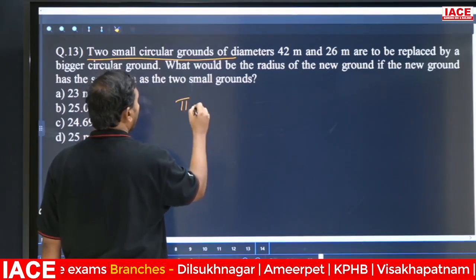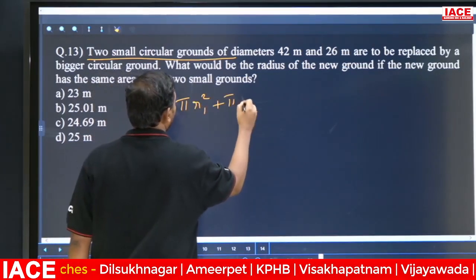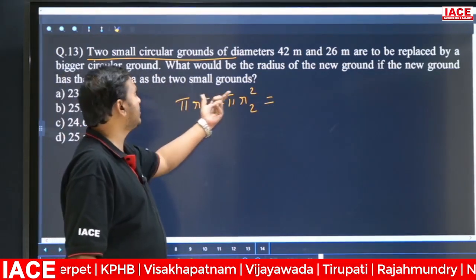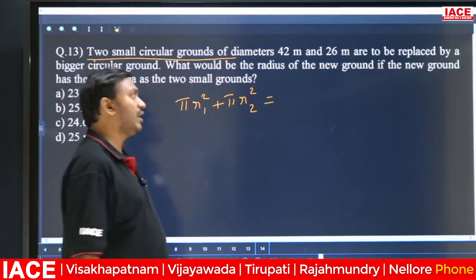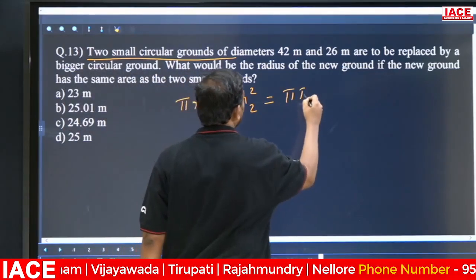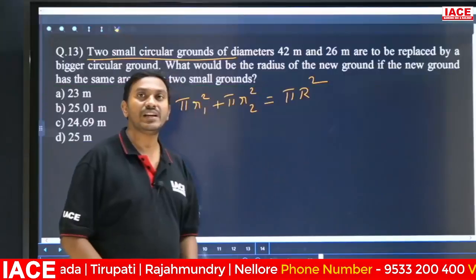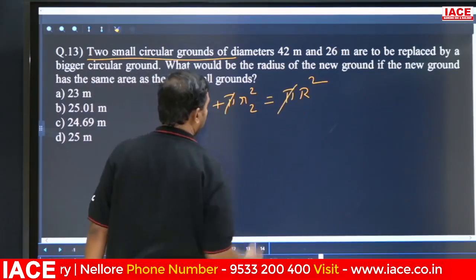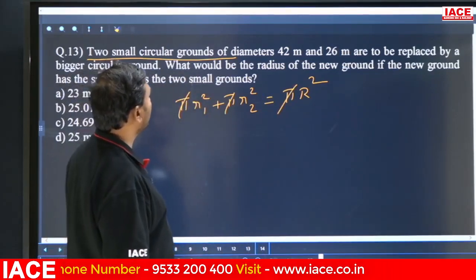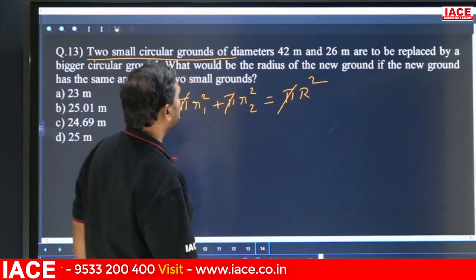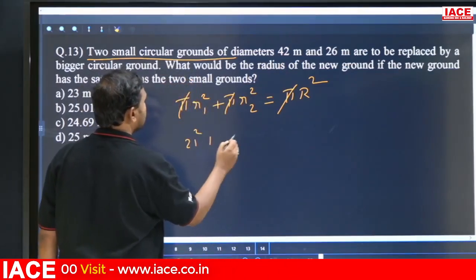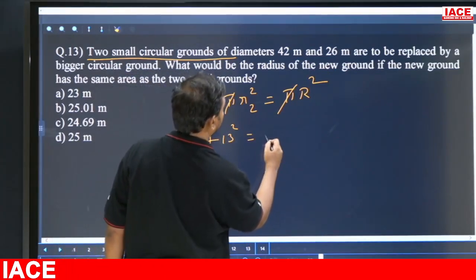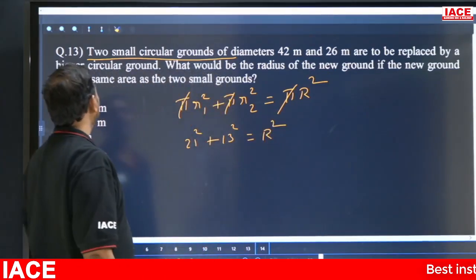So what is the condition? Pi r1 square plus pi r2 square equal to pi R square. The smaller ground area, this is a circular ground, this is also a circular ground. Pi r1 square plus pi r2 square equal to our bigger ground area, that is pi R square. So we have to find capital R, right? So pi cancels, right? So what is the radius of the first one? That is 21. So 21 square plus what is the next one? That is 13 square equal to how much? R square. So we have to find R.